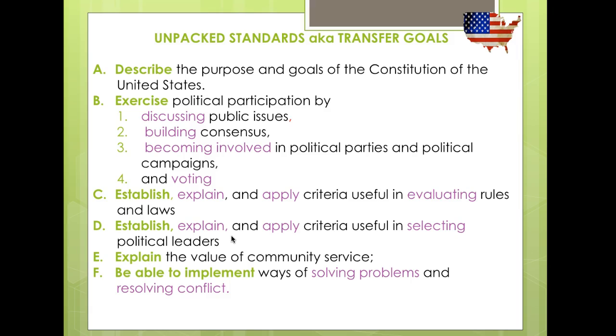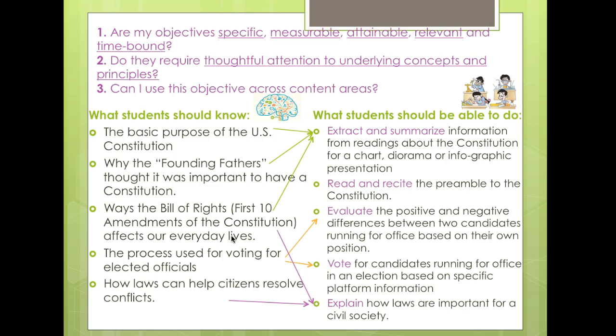So we'll go back to our transfer goals. Here they are again. And now I'm going to make the relationship of these with objectives. We're going to narrow them in. So we're looking at creating objectives that involve knowledge and skills, what students should know and what students should be able to do. You see the brain, the knowing, and the students working at different things. What should they be able to do? Do these knowledge and skills require thoughtful attention to underlying concepts and principles? And then can you use this objective across content areas? Most of the time the answer is yes. You have to be creative.